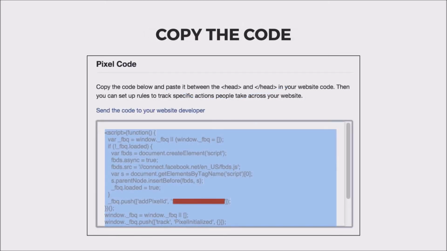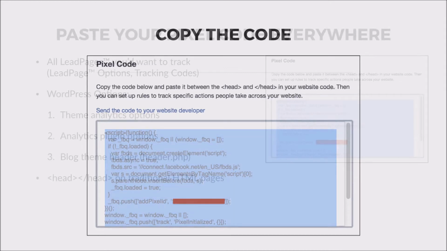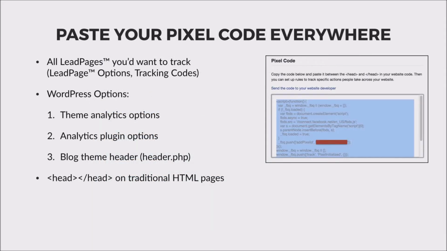the pixel code. This is a similar code to the conversion pixel we created in the earlier part of the course, but instead of placing this code on thank you pages, your custom audience pixel needs to go between the head tags of every web page that you own. This includes all your lead pages, your WordPress site pages, or any conventional HTML pages that you have. If you're working with a webmaster or a virtual assistant, send them this code to do this for you.